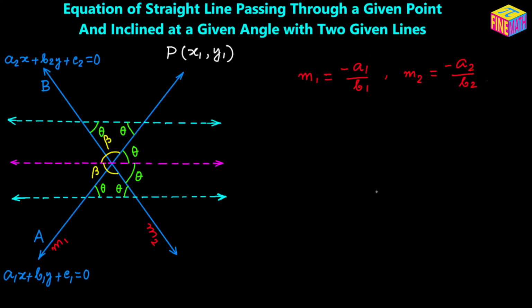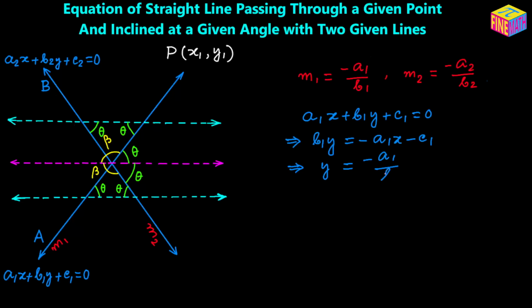Now why is that? Well, let's take one of the equations. Suppose we are taking the first equation, which is a sub 1 times x plus b sub 1 times y plus c sub 1 equals 0. And from here we can say b sub 1 times y is equal to negative of a sub 1 times x minus c sub 1, and from here if we divide both sides by b sub 1, we get y equals negative a sub 1 over b sub 1 times x, of course, and minus c sub 1 over b sub 1, and this is in y equals mx plus b form, and clearly this is the slope right here. So this is the slope.